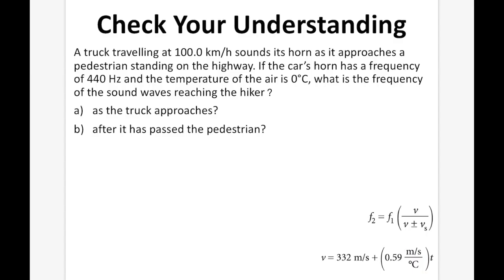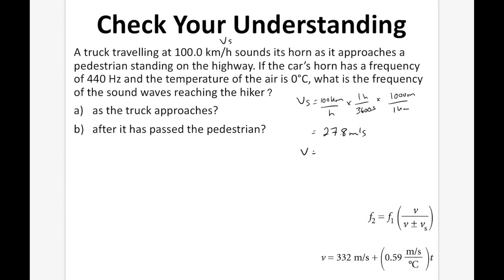So the first thing we need to do is figure out what our Vs is, and that's this one right there. The Vs is the velocity of the source. Vs is going to equal 100 kilometers per hour. We need to multiply that by 1 hour, or 3,600 seconds, times 1,000 meters over 1 kilometer, which is going to equal 27.8 meters per second. So we got our Vs.